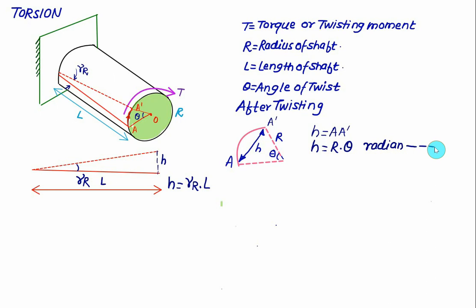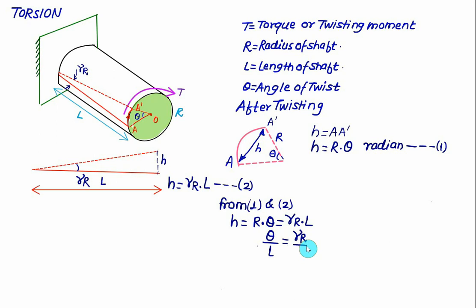So we have two equations of H, that is the displacement of A from A to A prime. And we can develop the relation between the shear strain and the angle of twist theta. So from 1 and 2 we get H is equal to R multiplied by theta, which is the same as gamma R multiplied by L. Or we can write theta divided by L is equal to gamma R, that is the shear strain at outer radius, divided by the radius R.